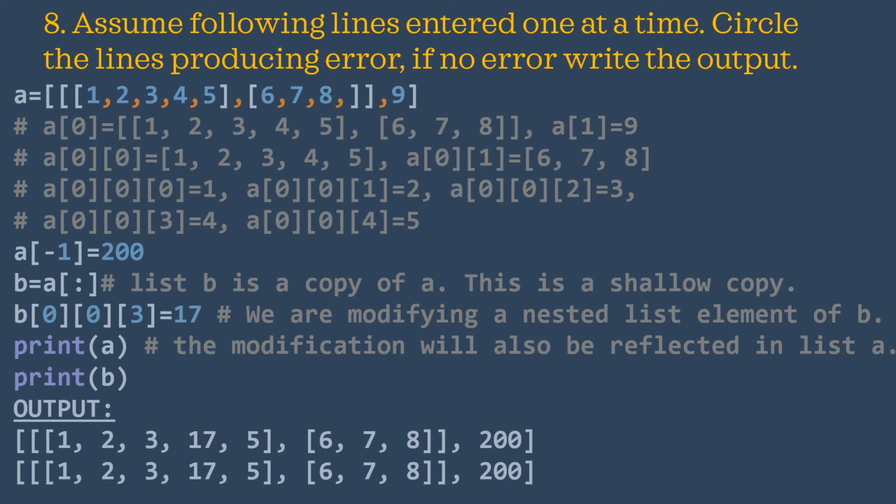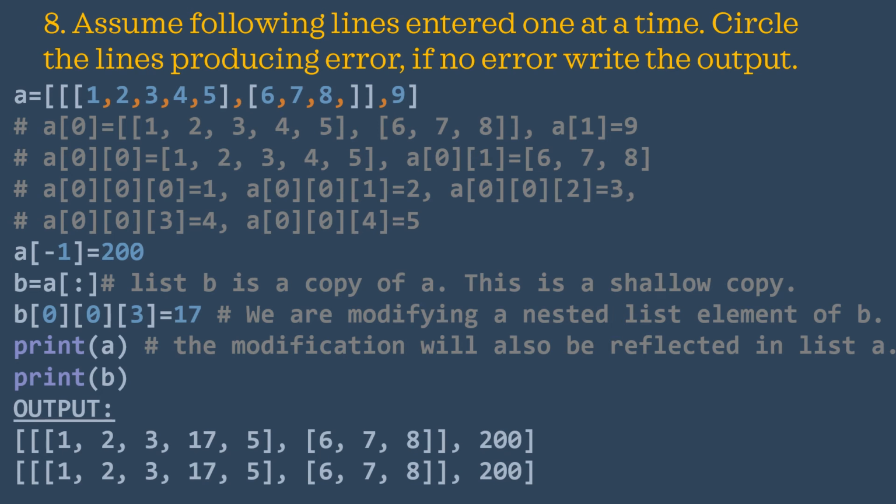So in shallow copy, what happens? I have just told, if a list is copied by using the shallow copy method, then whatever changes are made in the normal list element will not be reflected in the other list. But if any change is made in the sublist part or the nested list part, then that will be reflected in the other list. So here we are modifying B of 0, 0, 3 is equal to 17.